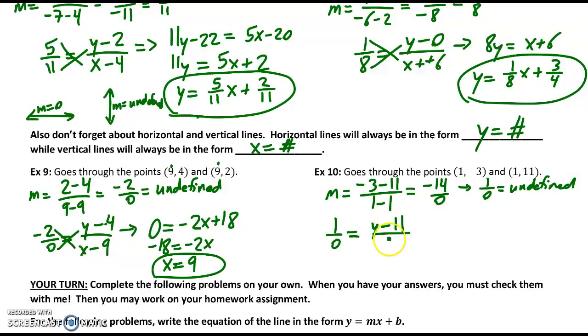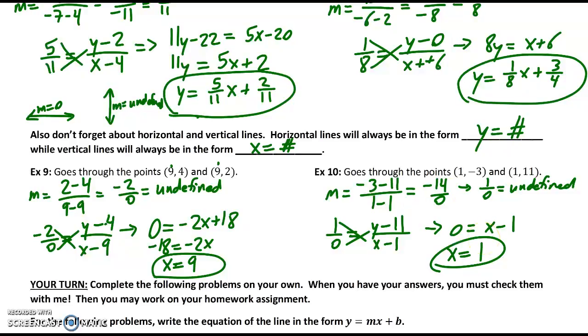I'm going to use the second point this time. Anyway, if you cross multiply, same concept. You get 0 equals x minus 1, which means x equals 1. Okay, so we actually had 2 vertical lines here. It would work very similarly if you had 0 over some number as well. Okay, it would just be y equals a number at the end.